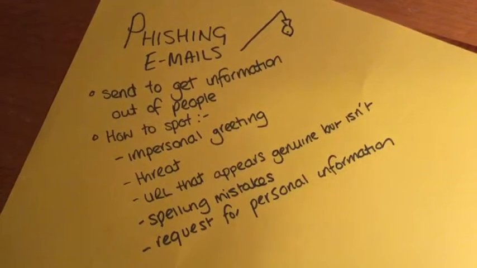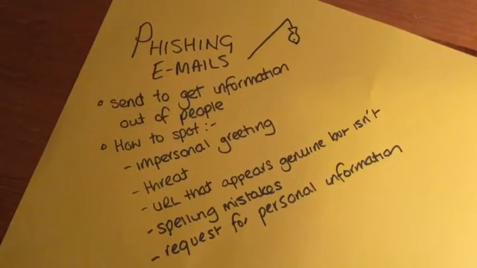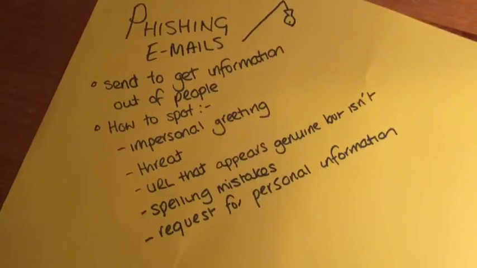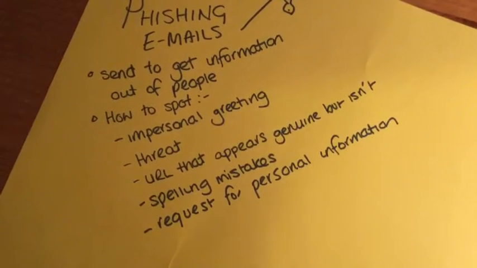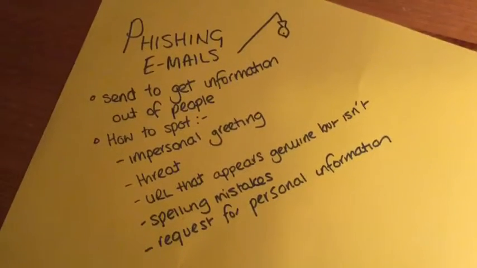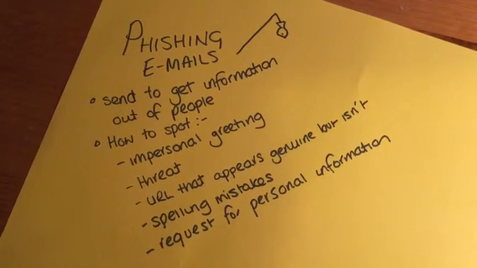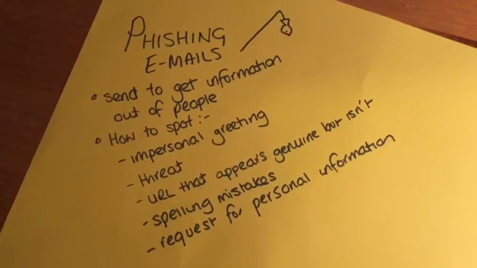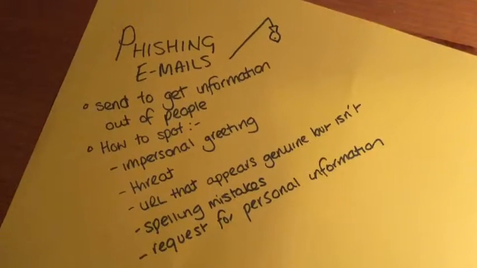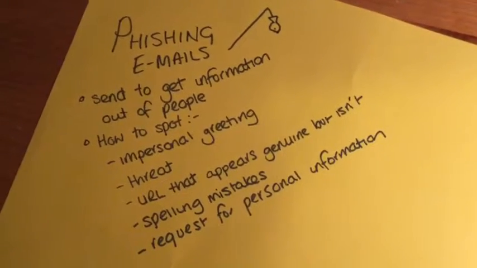It will have an impersonal greeting, so it might say "Dear account holder" rather than your name. The tone of the email may also be threatening, so it might almost be demanding that you give information. The URL might appear genuine, but it isn't, so you click on it and it doesn't necessarily go to the bank's website. There might be spelling mistakes or grammatical errors in the email, which is a sure sign that it is a phishing email, and it will request personal information. If your bank had really sent the email, they would already know your account details and your card number, so they would never ask for this over email.